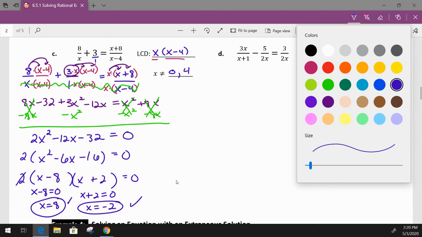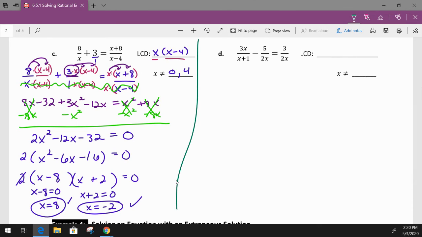I wish I had more colors to choose from. All right, let's do green this time.